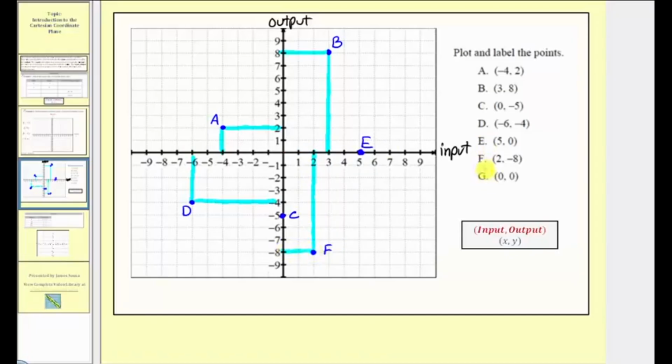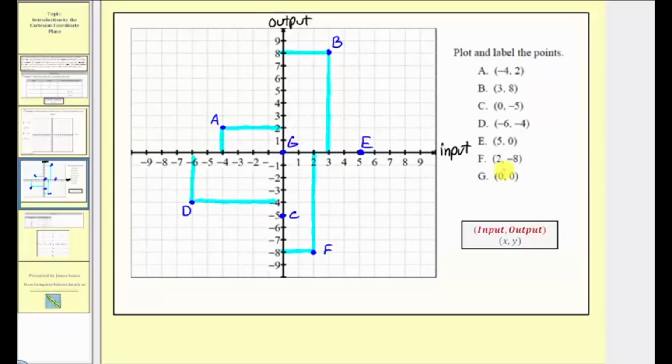And then finally we have point G with the ordered pair 0, 0. Remember, the ordered pair 0, 0 is the origin, this point here, the intersection of the two number lines. Notice here both the input and the output are 0.